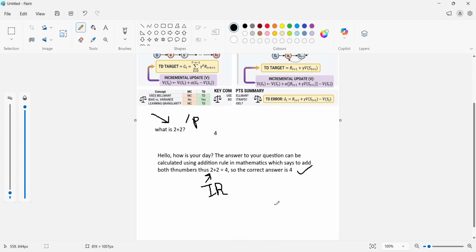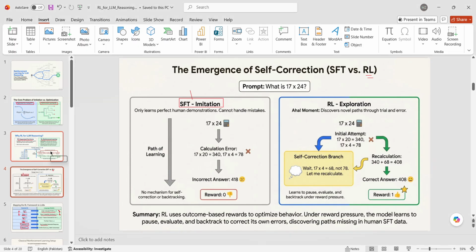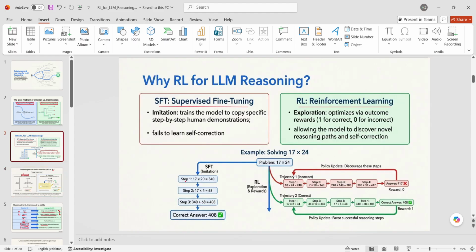We can use supervised fine tuning in the same way to instill reasoning behavior in LLMs. For example, in this instance you can see that we have a problem, 17 into 4, and with supervised fine tuning we are trying to make the LLM solve this equation step by step. The agent is going to understand that whenever it is asked a mathematical question, it should ideally try to answer it in a step by step fashion, but the agent does not understand how to actually reach the correct answer.